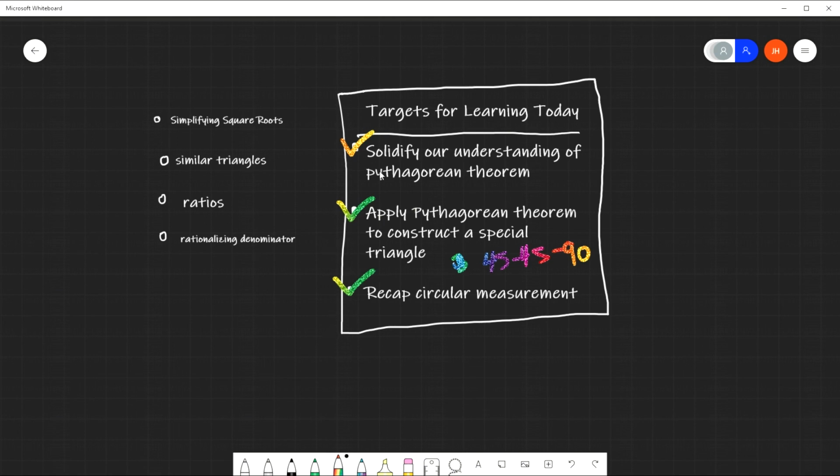In fact, not only did we do that, we did tons of other things. We learned about simplifying square roots. We learned about similar triangles. We learned about ratios. And we learned about how to rationalize a denominator. In fact, we even saw a little bit of using trigonometry to determine the location of a coordinate on a circular path. That's a lot of stuff that we learned, and I hope that you guys found that you learned something interesting today.